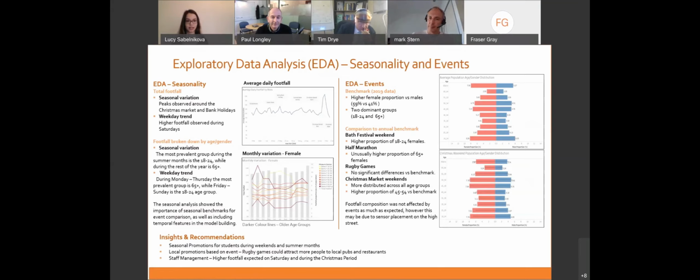In terms of the insights, one of them would be running, for example, seasonal promotions for maybe students that would be more likely to be in the area during particular times. Then it could be local promotions where maybe some restaurants or pubs around the stadium would be busier. And furthermore, it's also staff management, so local shops could hire more people during the busier time periods. This exploratory data analysis helped me further on build my predictive models.